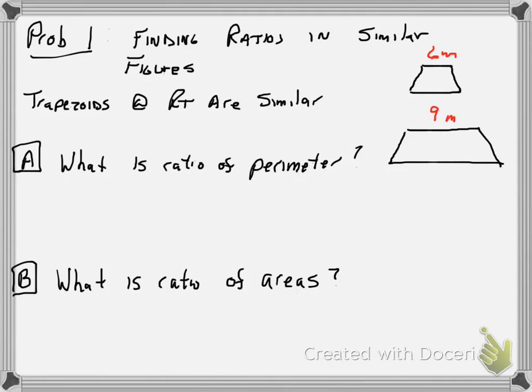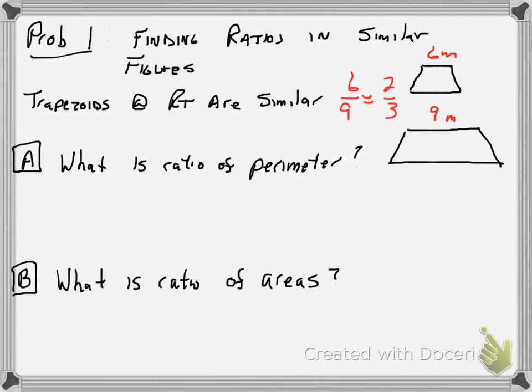In problem 1, you want to find the ratios in similar figures. The trapezoids at the right are similar, so 6 over 9. The tops match the tops, so our scale factor is 6 over 9, which, again, plugging in your calculator, is going to reduce top by 3, bottom by 3, and gives you 2/3. So my scale factor there is 2/3.